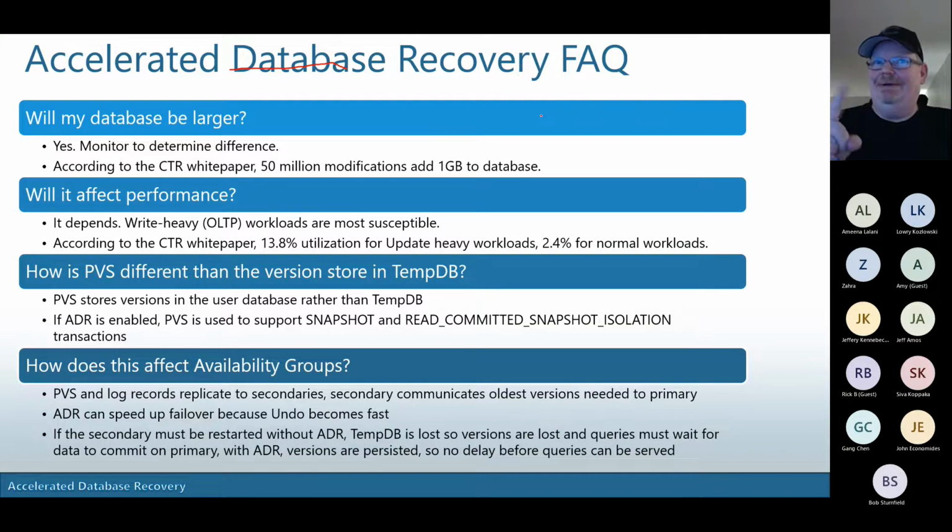But according to that CTR white paper that I read, on the previous slide, for every 50 million modifications, it adds 1 gig to the database. The benefits of being able to have fast recovery, as opposed to adding 1 gig to your database for every 50 million, I can live with that. Most companies can live with 1 gig of storage. Considering 1 gig of storage, what does that cost you? $5 now, maybe. Not like the old days, not like 95, it cost you $200. Will it affect performance? It depends. There's your SQL answer.